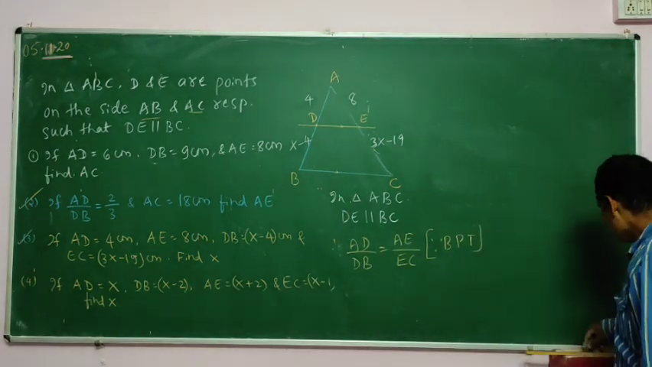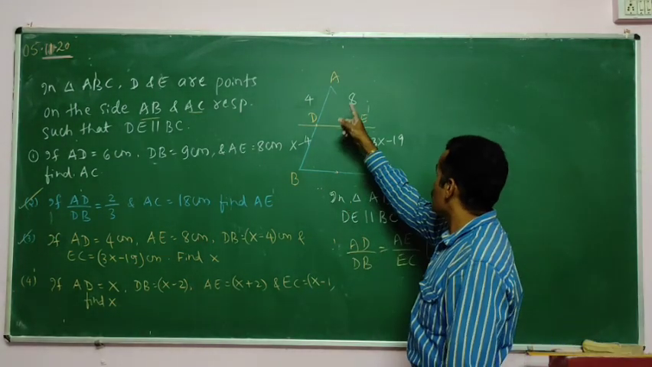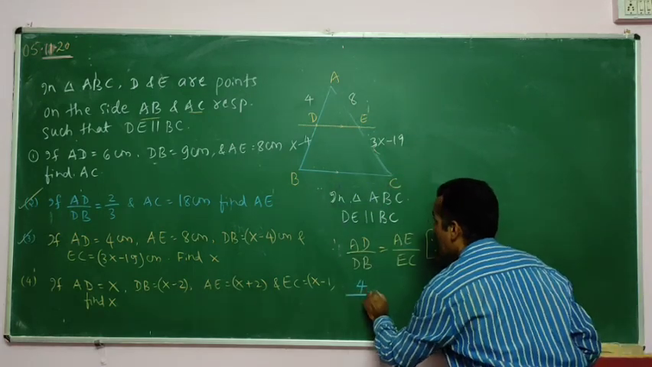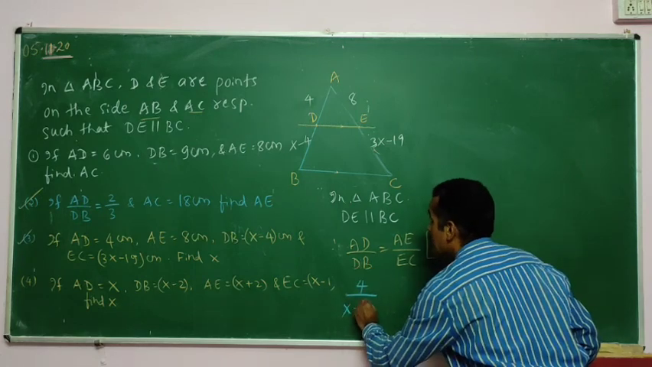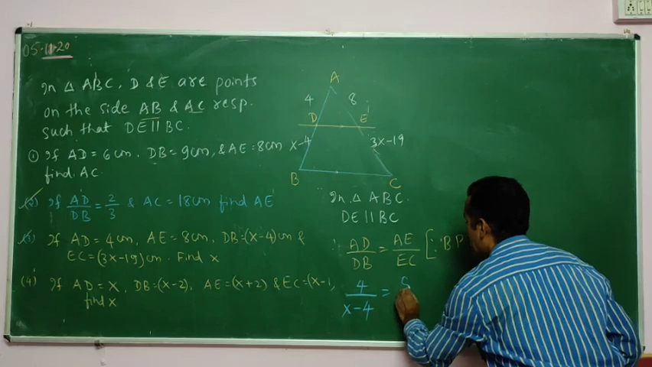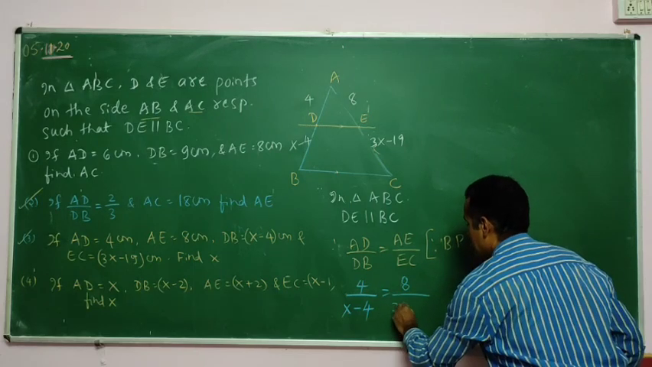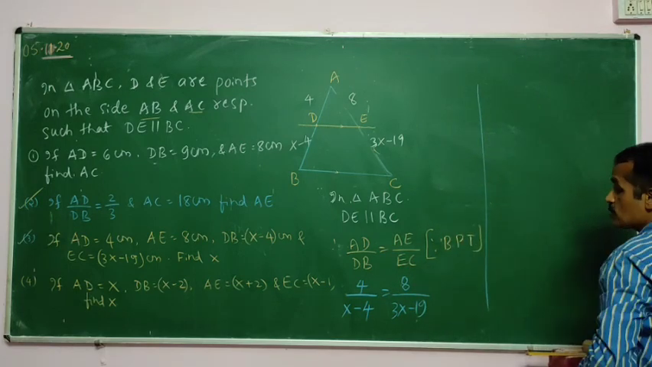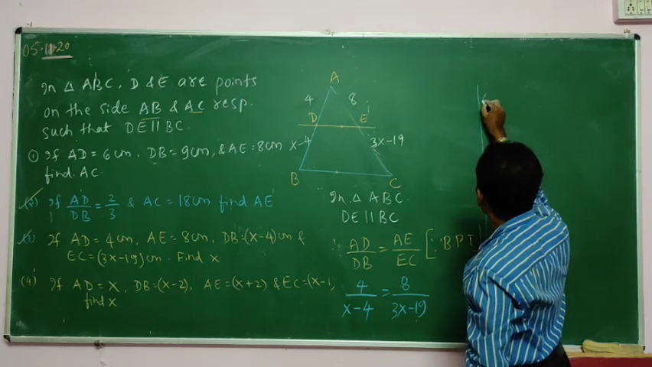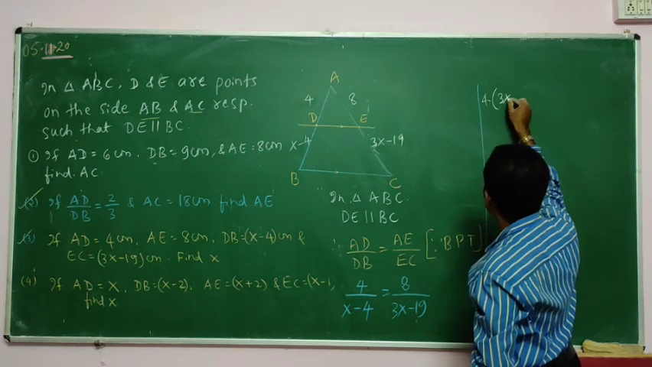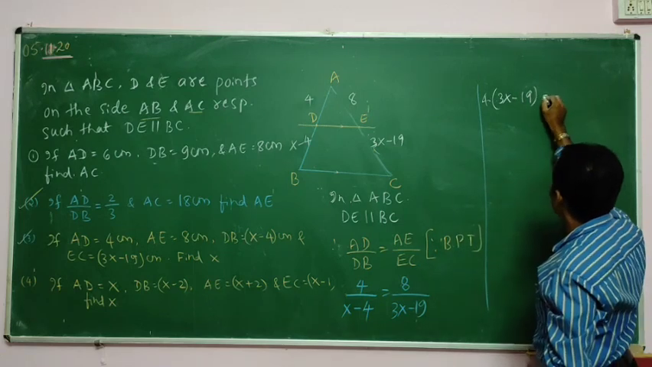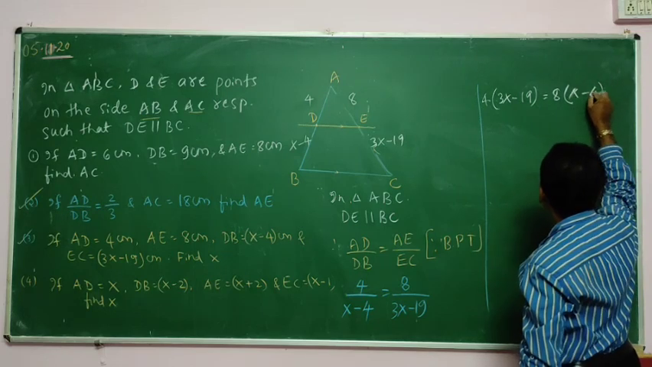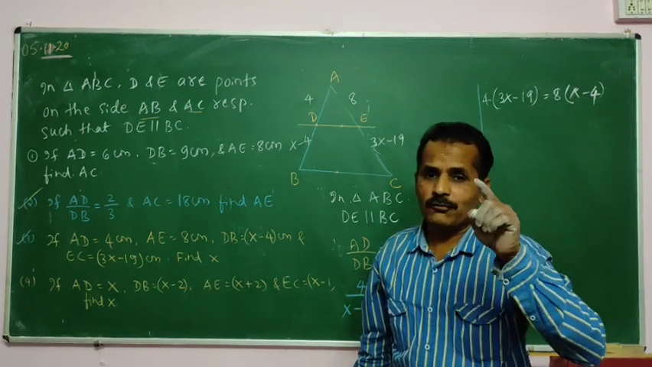Come on. Yes, AD by DB is equal to AE by EC. AD is 4 divided by DB, DB is x minus 4, is equal to 8 divided by 3x minus 19. Cross multiply. It is 4 into 3x minus 19 is equal to 8 into x minus 4.